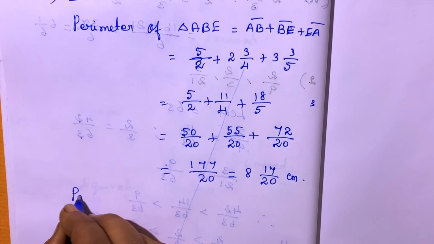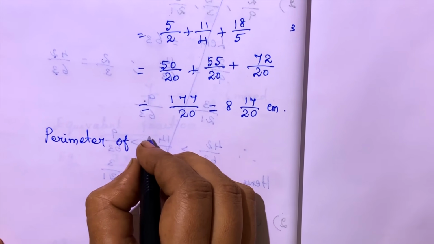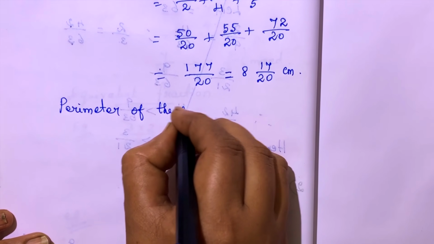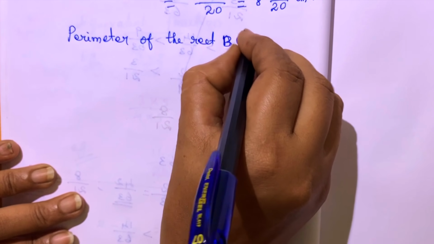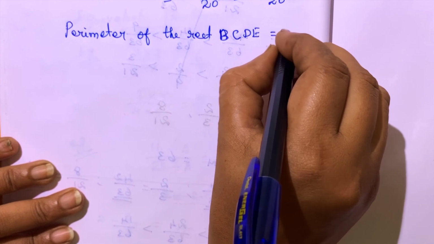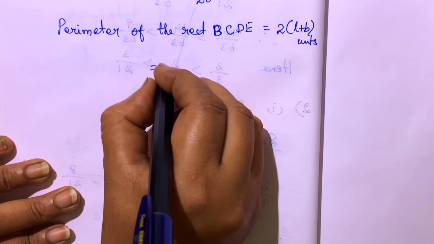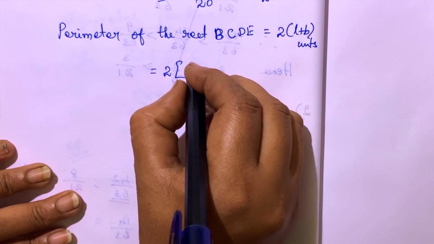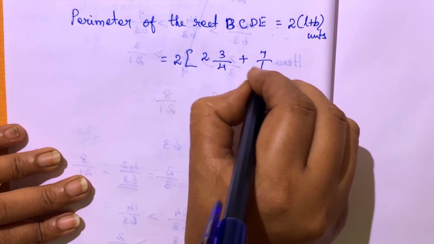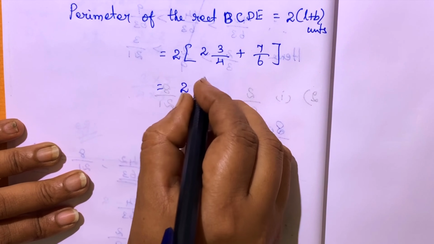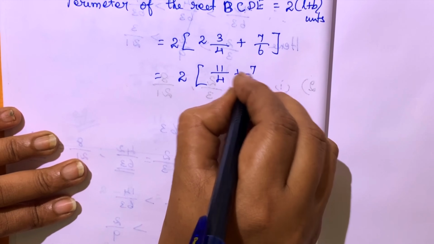Now you have to find out the perimeter of the rectangle. Perimeter of the rectangle BCDE is equal to, you know very well, 2 into (L plus B) units, is equal to 2 into, here length is given as 2 3/4 plus breadth is given as 7/6. So it is equal to 2 into (11/4 plus 7/6).